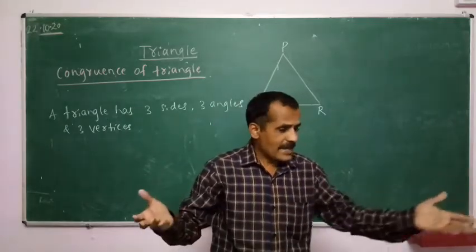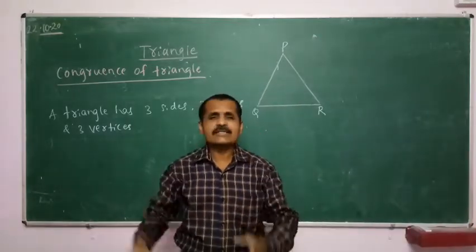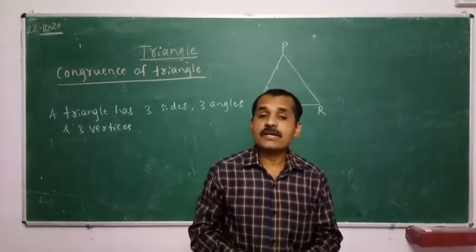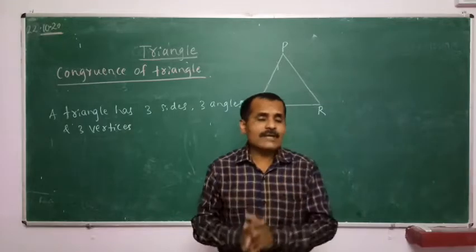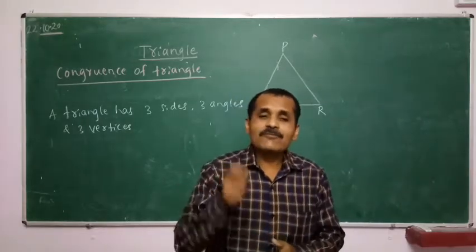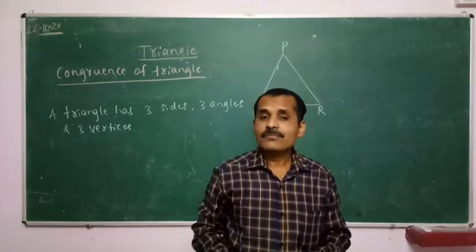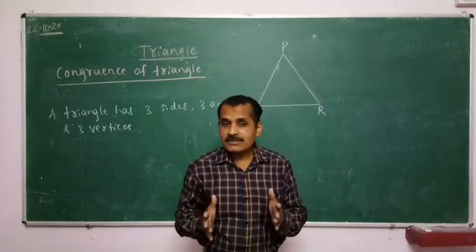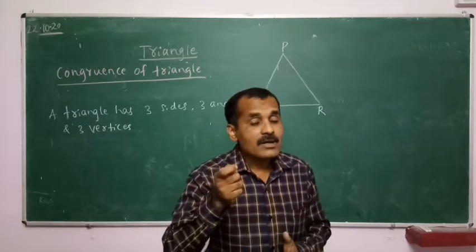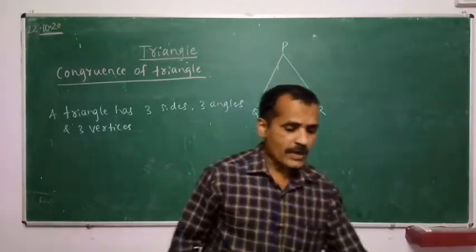See, the desks around us are all identical. They look the same. We can say they are congruent objects. That means ultimately, two objects are said to be congruent if they have the same shape and the same size. Then we can call them congruent.